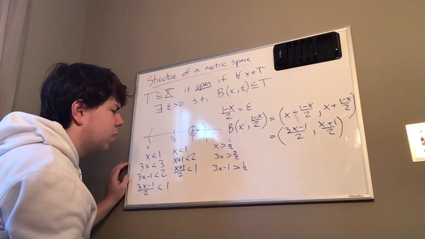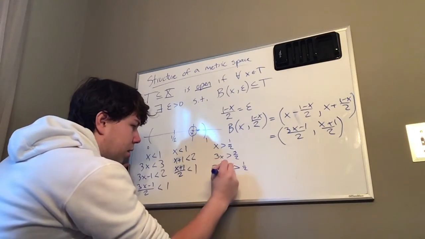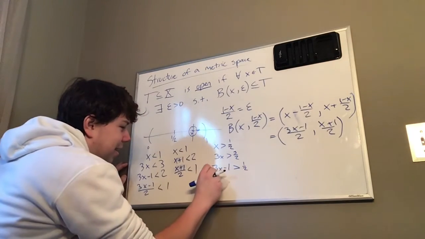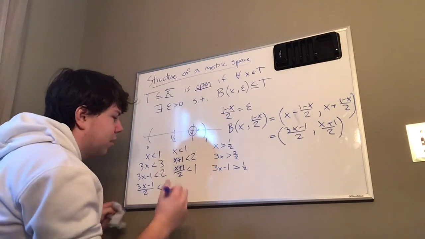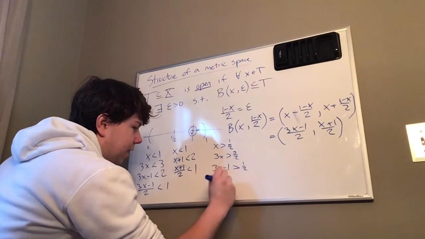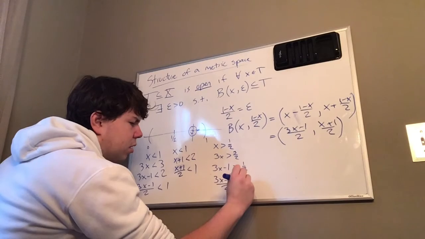Oh wait, that's right. Okay, yeah, just subtracted 2 halves. Oh yeah, sorry. And then, oh wait, 3x. Oh, I guess it would still be in there then. Less than 1/4, right? Yeah, exactly.